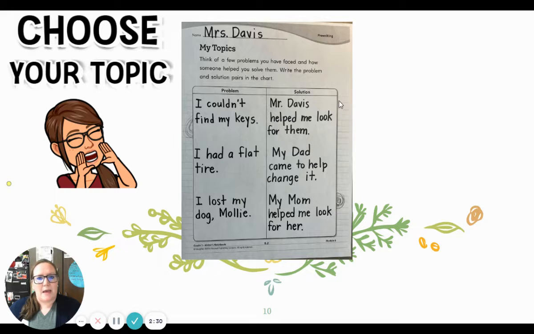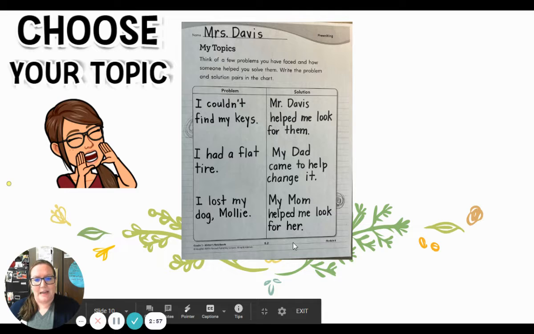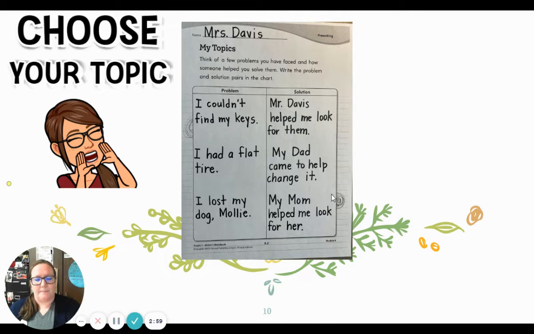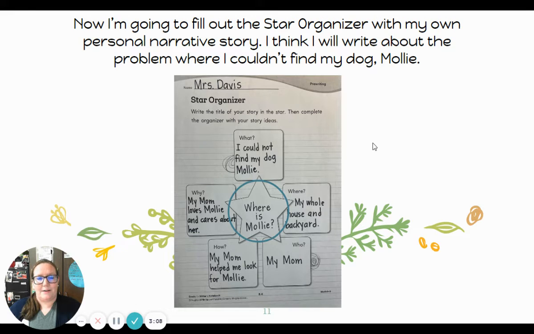Now, I want you to look back at your My Topics where you brainstormed your problems and solutions, and you are going to choose your topic for writing. So I said for my topics, I was either going to write about when I couldn't find my keys and Mr. Davis helped me look for them, or when I had a flat tire and my dad came to help change it, or when I thought I lost my dog Molly and my mom helped me look for her. Which one of those speaks to me this week that I want to focus on? I'm going to write about when I lost my dog Molly.